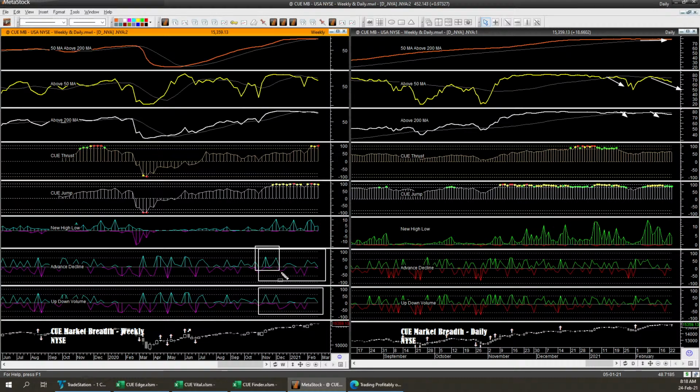In what way? In terms of advanced decline and up-down volume. In some ways, Nasdaq is stronger. In what way? The stocks above 50 MA, above 200 MA, that picture is stronger in Nasdaq. So that is giving a mixed picture. We cannot say conclusively which one is stronger. The internals are showing mixed signals.